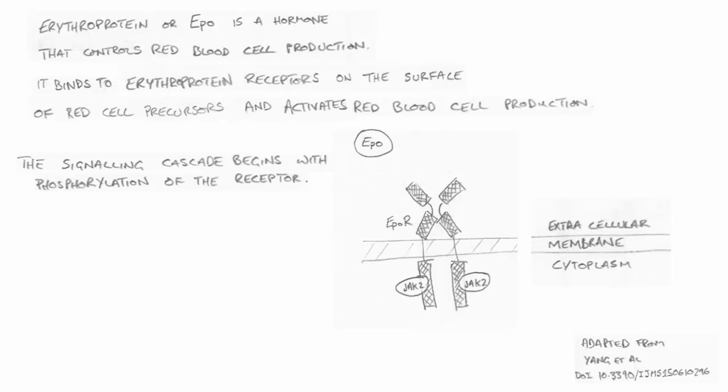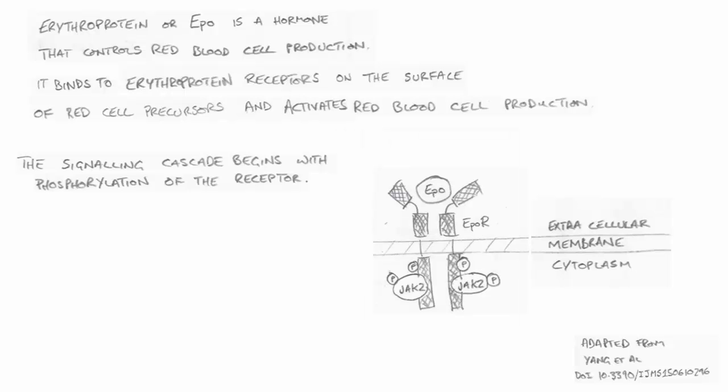So this is my diagram. We have our EPO receptors on the surface of the cell. EPO is present, it binds to the receptor, and that kicks off a chain of reactions starting with phosphorylation of the receptor, and then that leads to a signaling cascade of other processes.